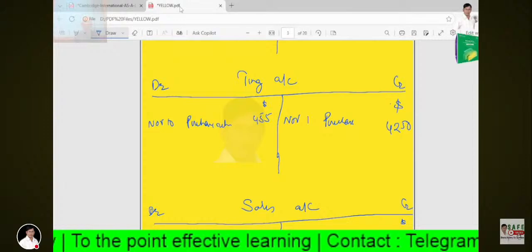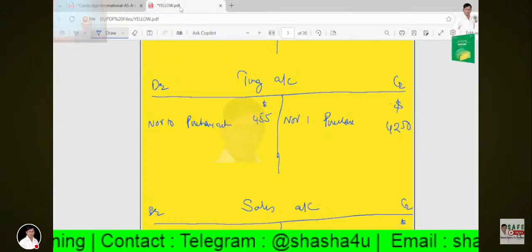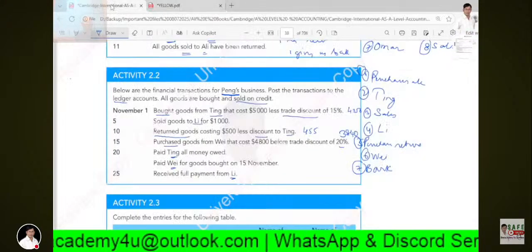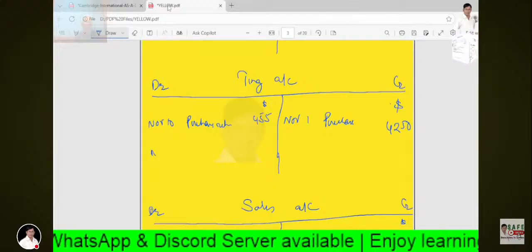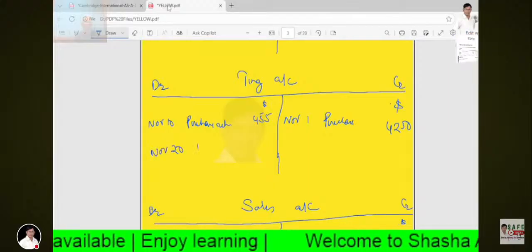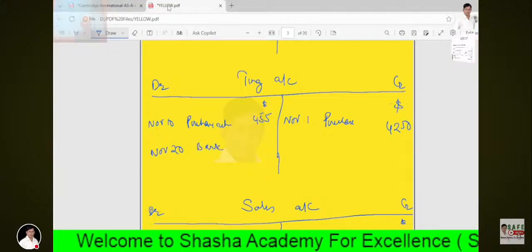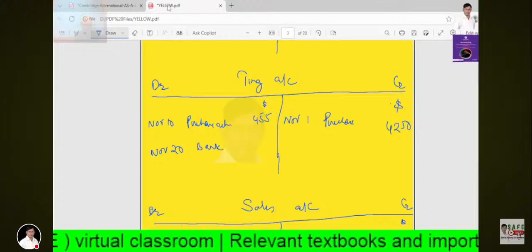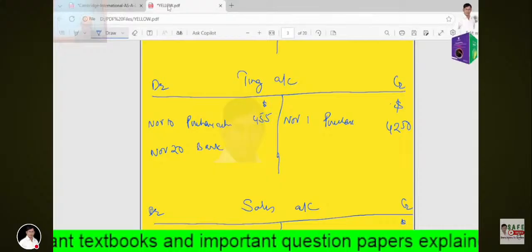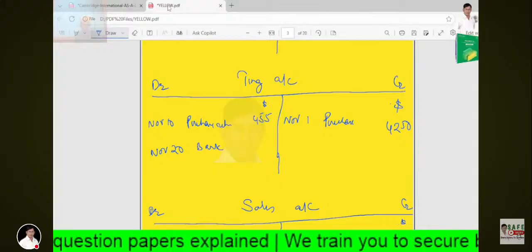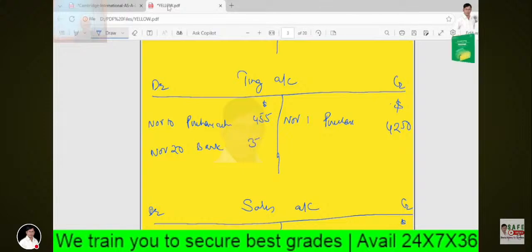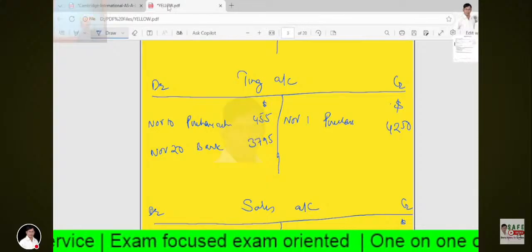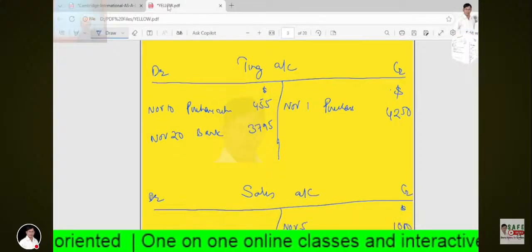How much we have to pay to Tinge? Obviously the balance. We have paid on November 20 from the bank. So we have paid 4250 minus 455, so it is 3795. So we have to pay 3795 to Tinge. Complete the entry.